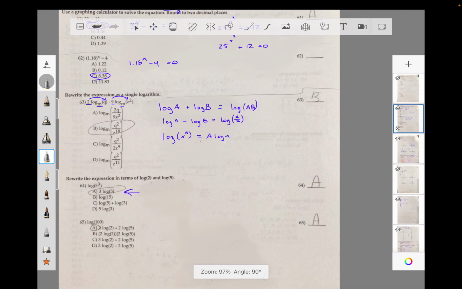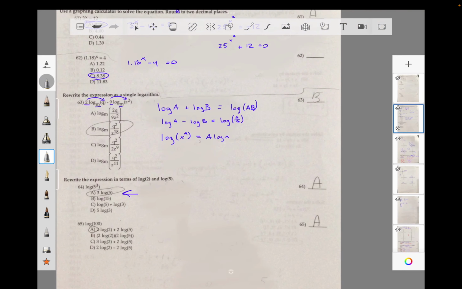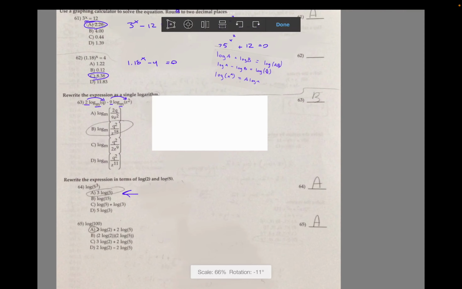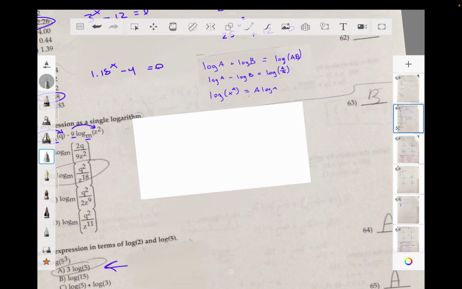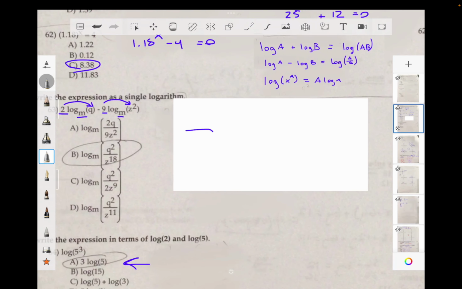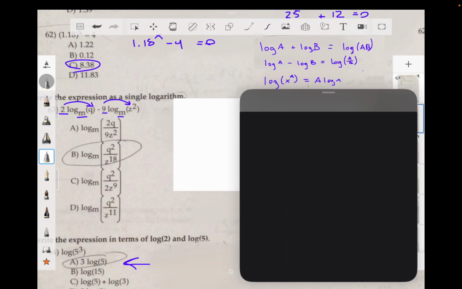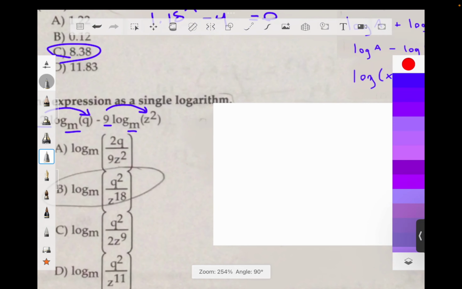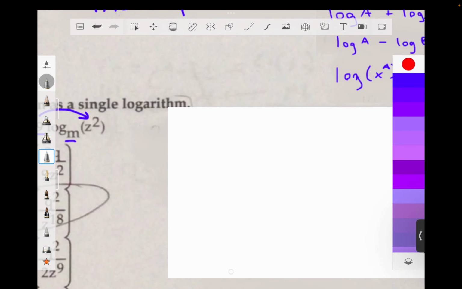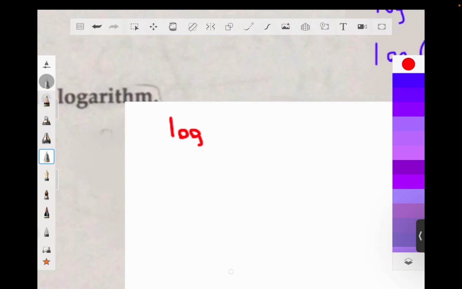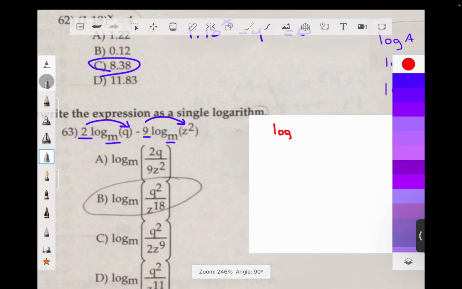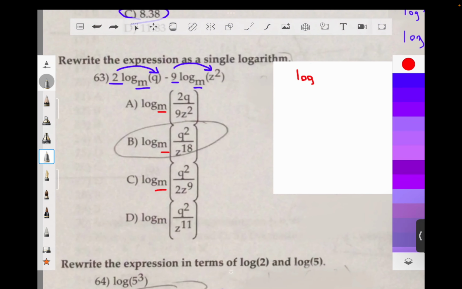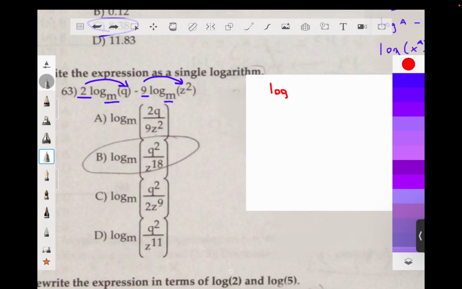So let me do this. Okay, we're just gonna have that now. I'm gonna use red. Nope, I don't want you. So we could rewrite this, bringing the exponents up as log. I'm gonna ignore the base m because they're both m, so it's kind of redundant to write it.